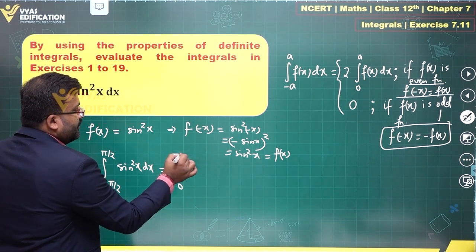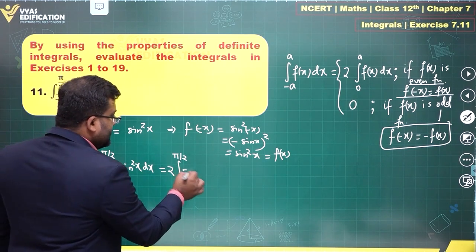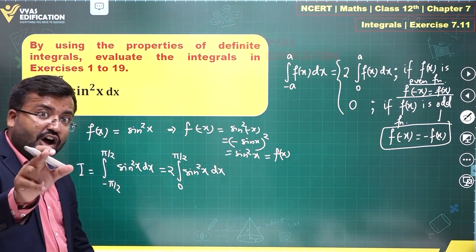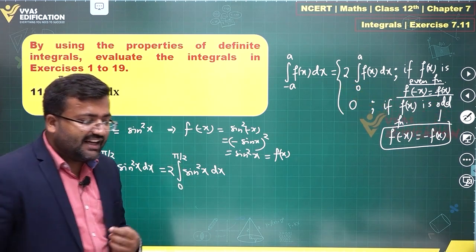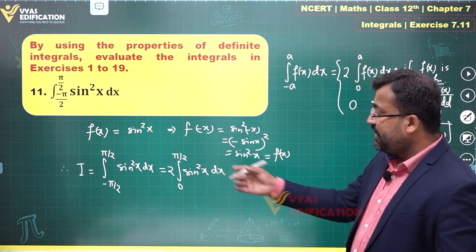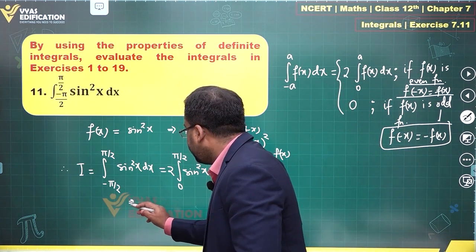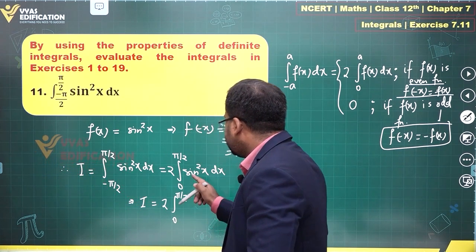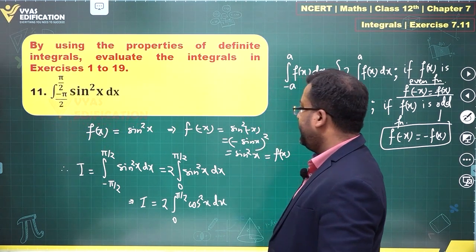0 to pi by 2. From minus a to a, what you do is twice 0 to pi by 2 sine square x dx, is what you get. And now, once you have this 0 to pi by 2 and sine square x, you can apply that f of a plus b minus x property, that is P3, or special case P4, that king property. And this is I, which implies I is also equal to 2 times integral 0 to pi by 2 sine of pi by 2 minus x, which is cos x, right?